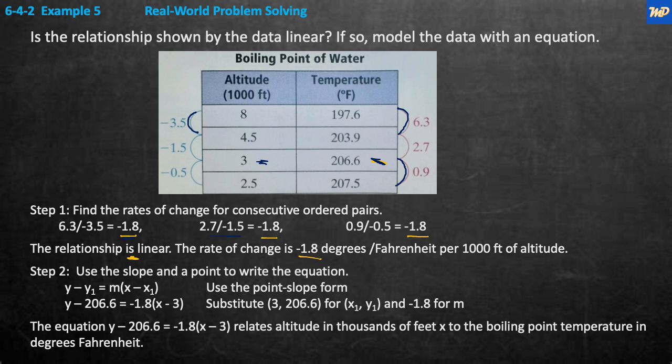So the equation y minus 206.6 is equal to negative 1.8 times x minus 3 relates the altitude in thousands of feet, x, to the boiling point temperature in degrees Fahrenheit. So there you have it.